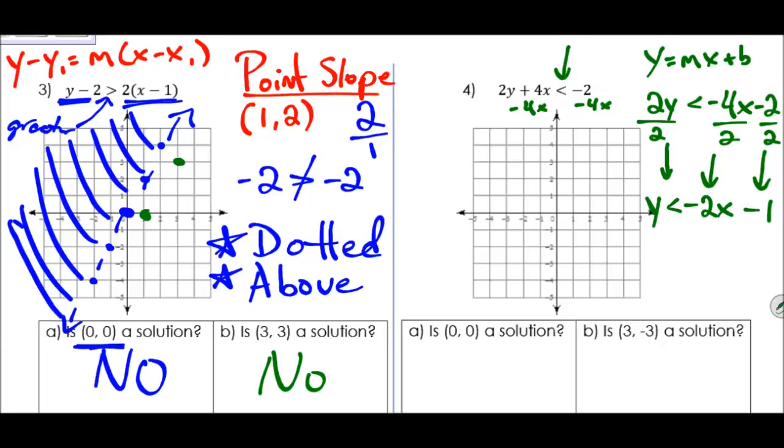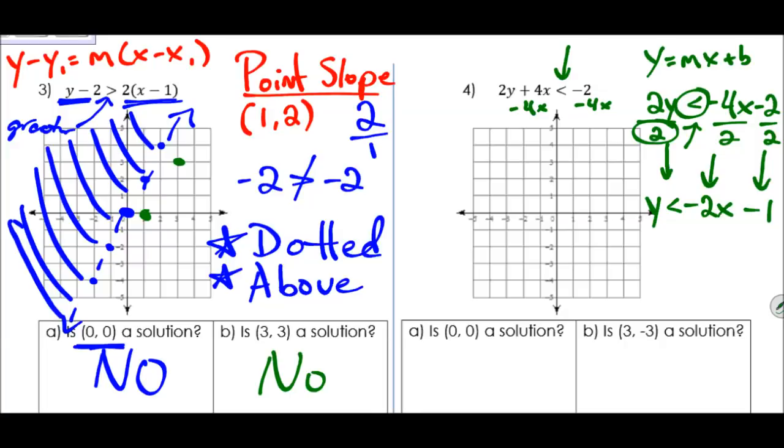You have to be really careful about this step. If you divide by a negative number, that inequality sign has to flip. Remember, anytime you multiply or divide by a negative, this sign will flip directions. We divided by a positive, so we don't flip it.